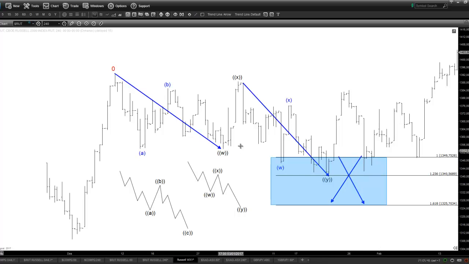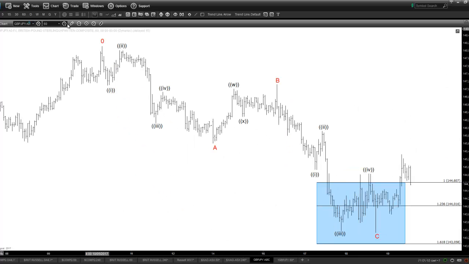So let's take a look at an example of an ABC. Now, an example of an ABC, this is the pound yen 60-minute chart. We can see from this peak, okay, we got this A, B, C, right? And then again, this ABC, the C leg lies between 100% and 161.8 extension, right? You can see that this still is according to what we said earlier, usually the C leg is approximately 100% to 161.8% extension of the A.